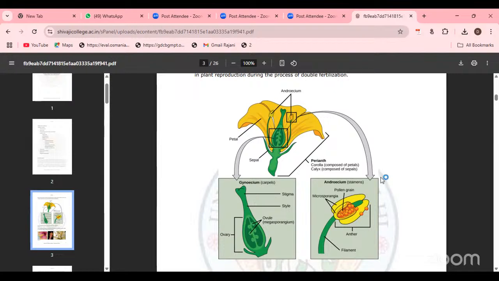Another one, this is the androecium. The androecium is called the stamens. Inside the stamens, pollen grains are present, in the microsporangia. These are all the anther. This is the filament. This is the stamen. This is the female gametophyte. This one is the male gametophyte.